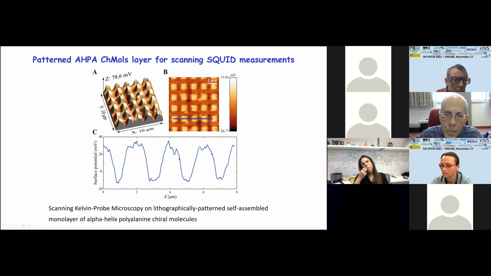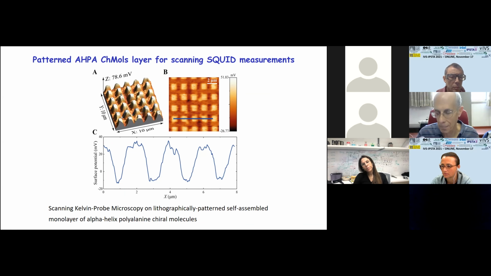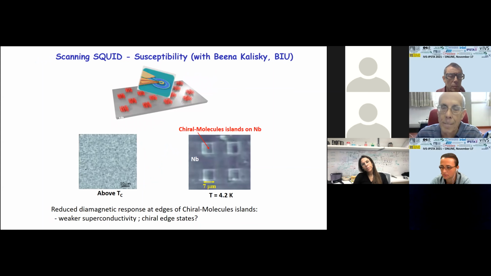So we see the contrast here. And this also tells us there is some charge transfer upon absorption between the substrate and the molecule, which may be related, according to the theory that I did not show you, to the emergence of a dipolar state, a magnetic state in these molecules.